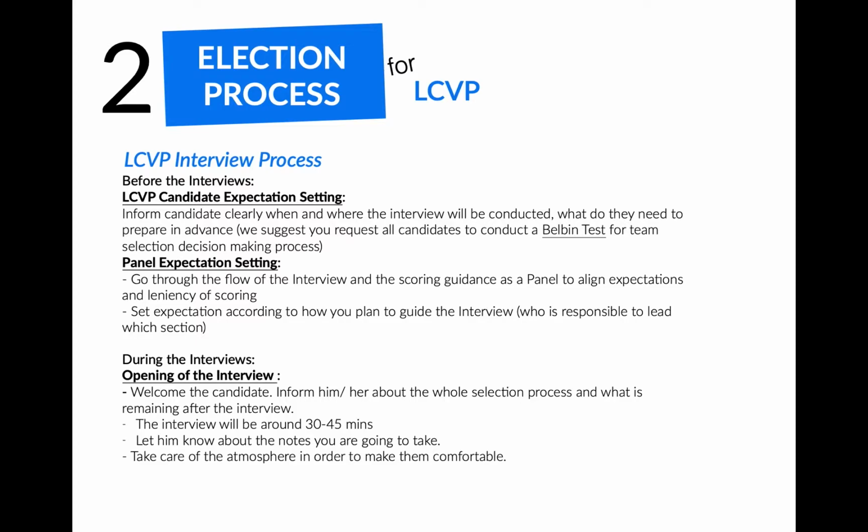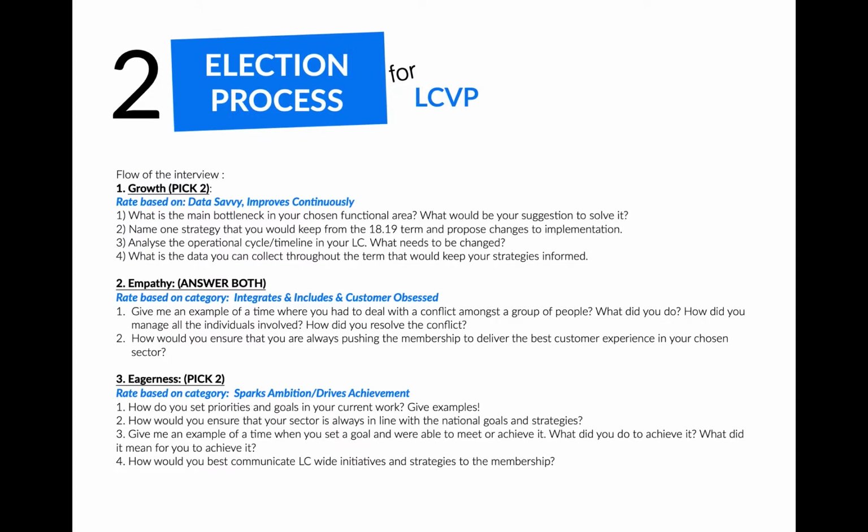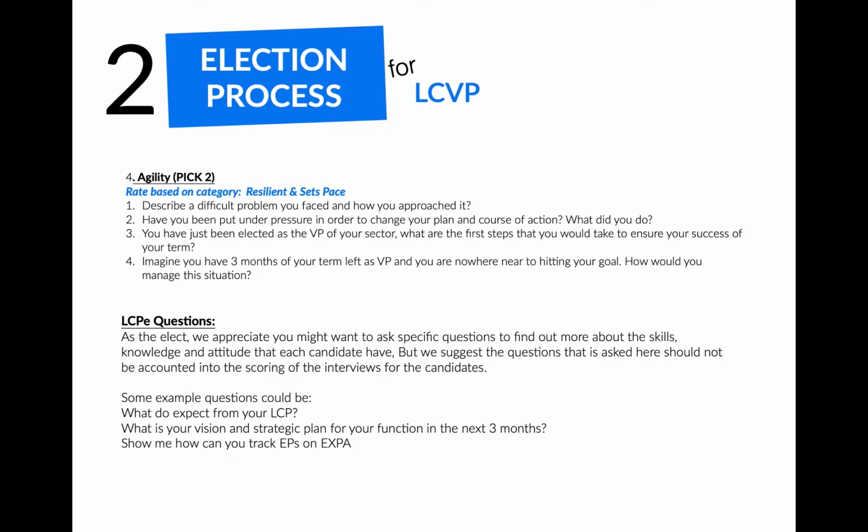As for the actual interview process, it's about setting expectations, having a panel expectation setting, then opening the interview and telling them roughly how long it's going to be, and letting them know that you're going to take notes. Then you want to choose two questions, or the number of questions needed per section. But for consistency it's important that you choose the same ones for all the candidates, so it can be fair across the board. You as the elect might also want to ask some specific questions, which you can ask there, but they should not be accounted into the scoring for the candidates.